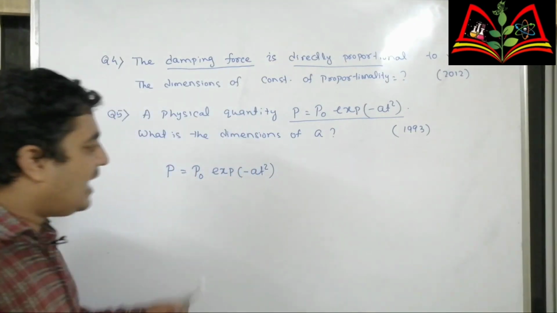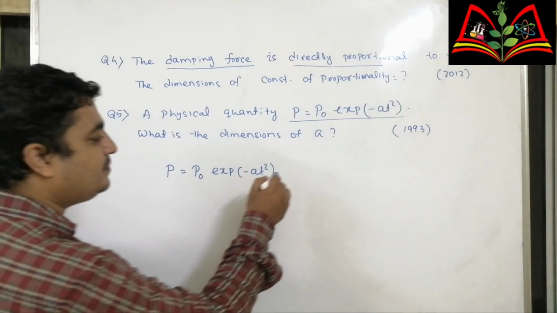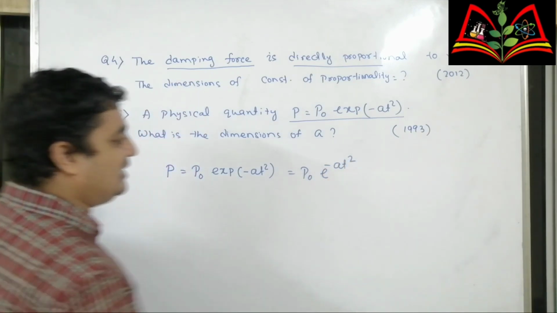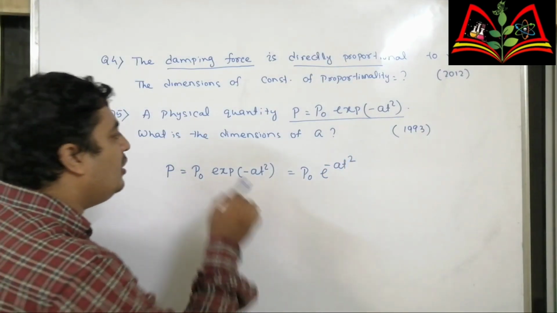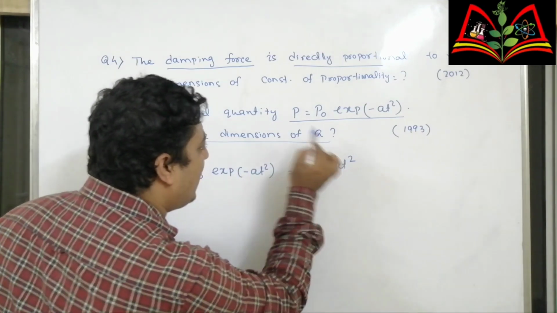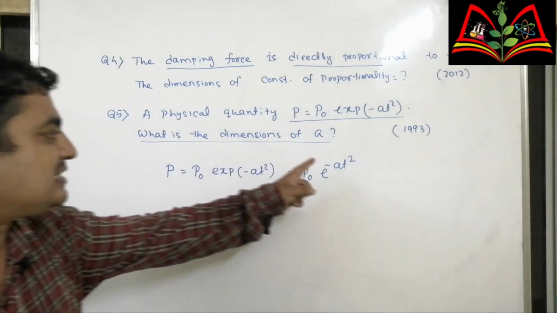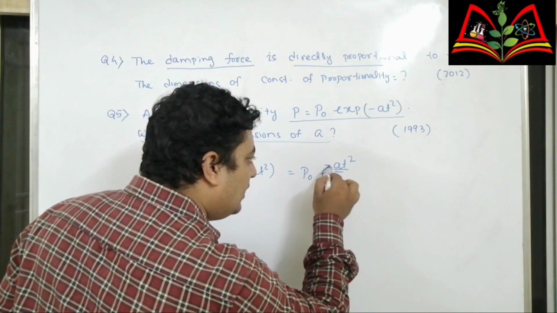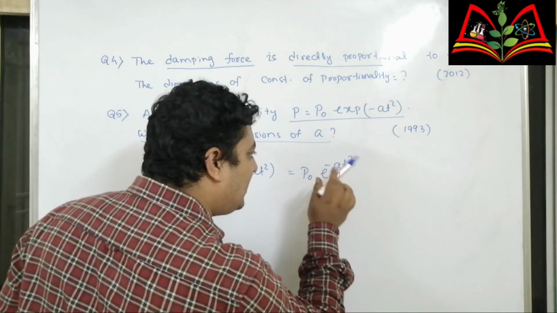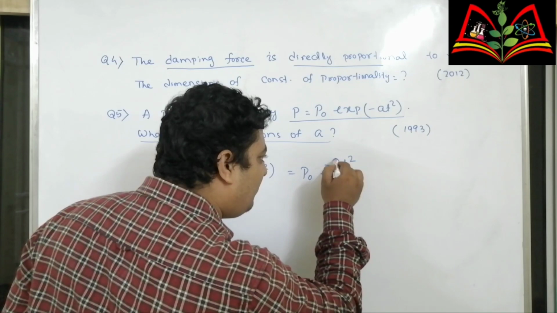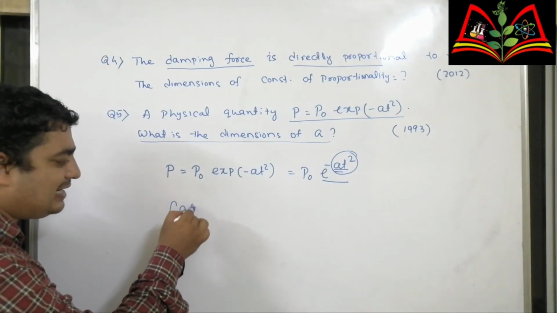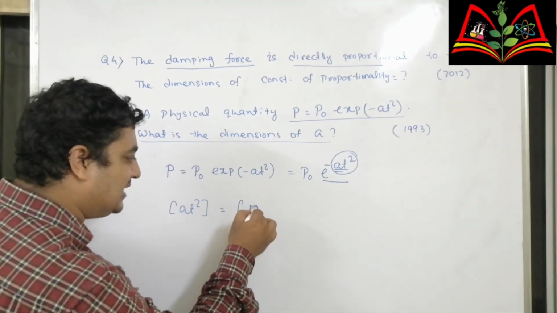So, I can write this equation as P0 e to the power minus AT square. Now, what is the dimension of A? The question asks the dimension of A. Now, we already know here the argument of the exponential function is AT square. So, we can say AT square is dimensionless.